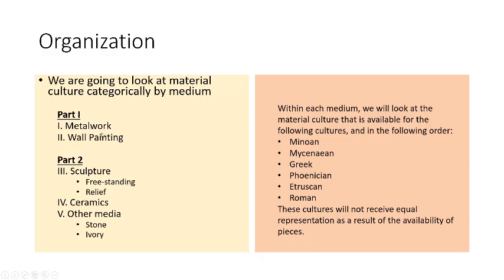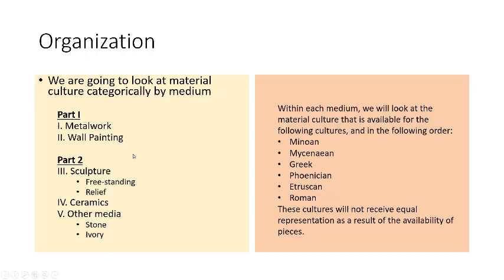Part 1 was metalworking and wall painting. Part 2, we're going to look at two huge groups, that of sculpture and ceramics, and then we'll do a small bit at the end of various other kinds of work with different media and materials, just to give you a taste of some of the things.